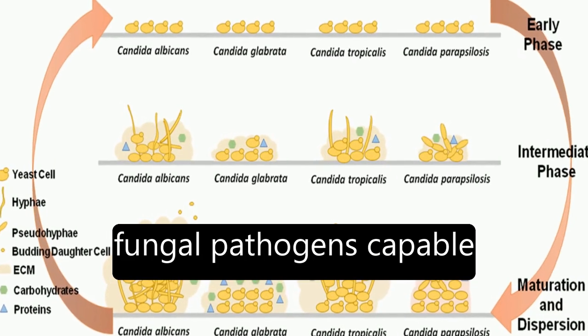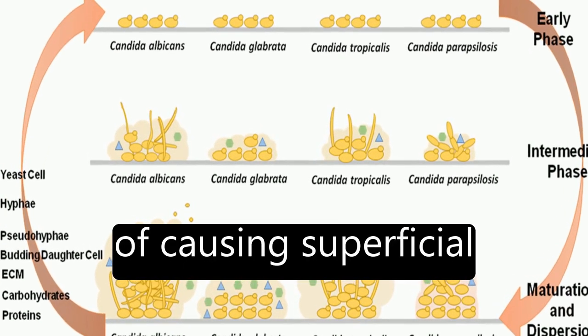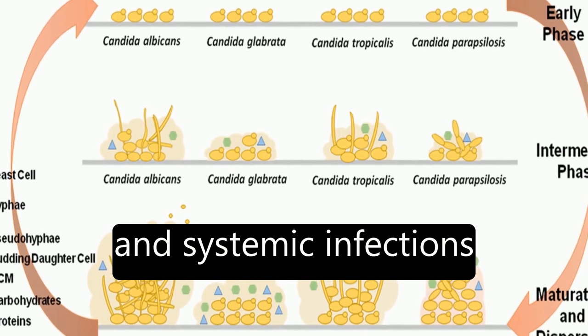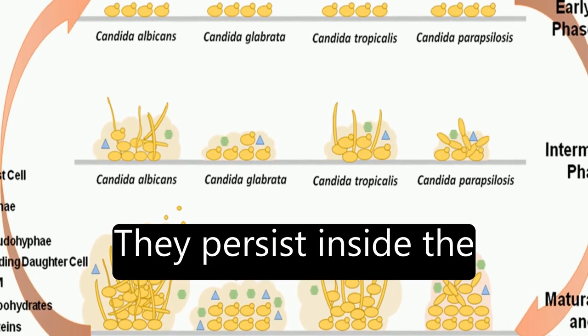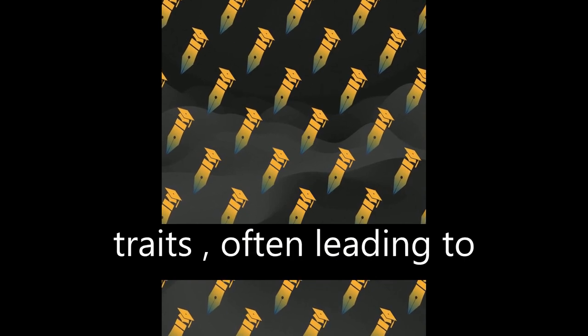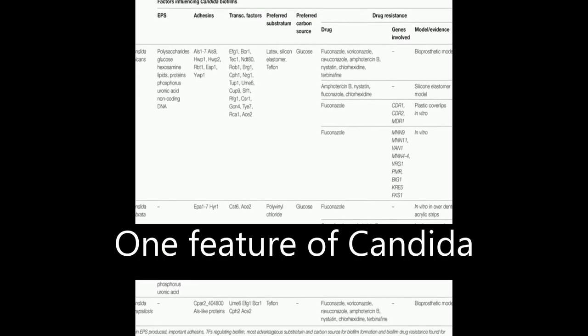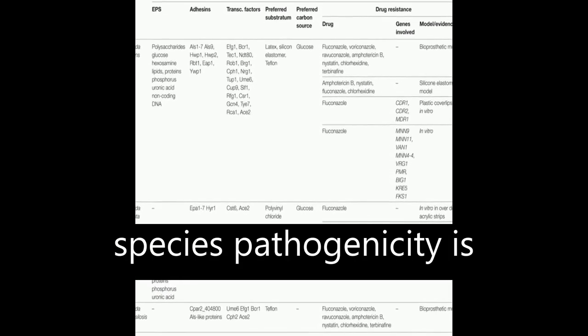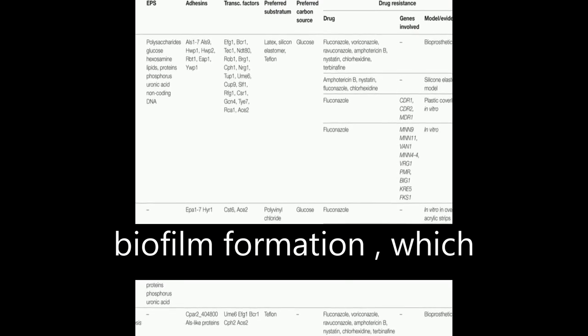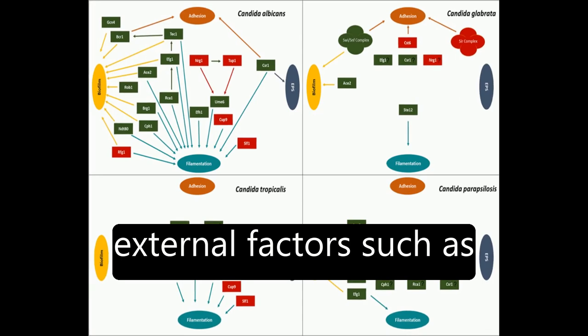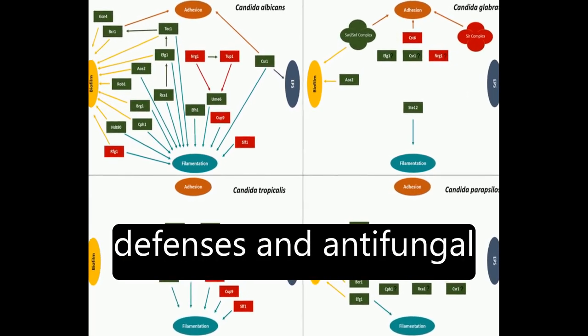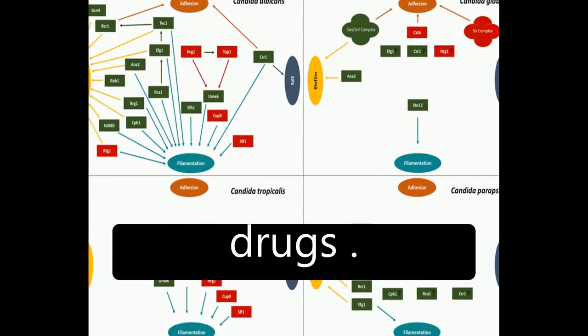Candida species are fungal pathogens capable of causing superficial and systemic infections in humans. They persist inside the host due to their ability to develop pathogenicity and multi-drug resistance traits, often leading to therapeutic failure. One feature of Candida species pathogenicity is biofilm formation, which protects them from external factors such as host immune system defenses and antifungal drugs.